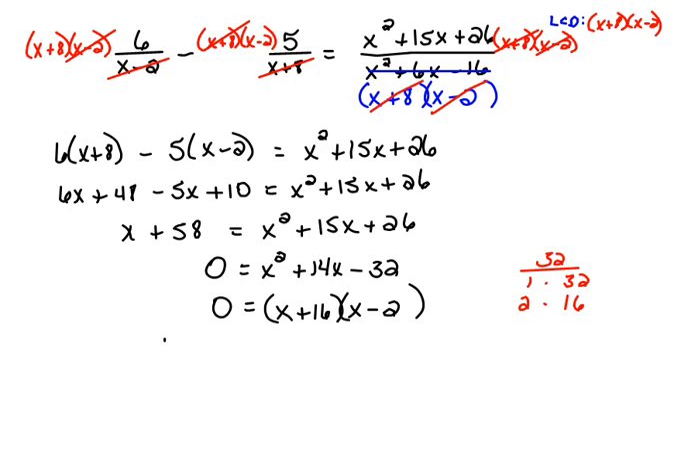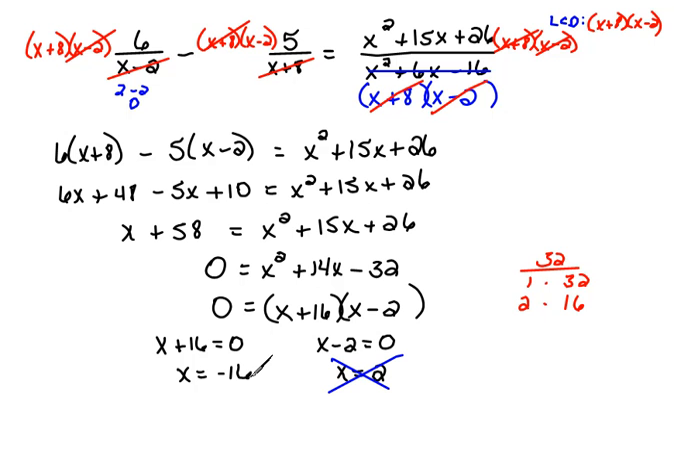Now we can set each one of those factors equal to 0, because remember that zero product property that we had. So x will equal negative 16, or x will equal 2. Now here's where we have to double check our answers and make sure that they'll work. If we put in a 2 here in this first problem, then we would have 2 minus 2, which would be 0 for a denominator. We cannot have a 0 denominator, so this is an extraneous solution.